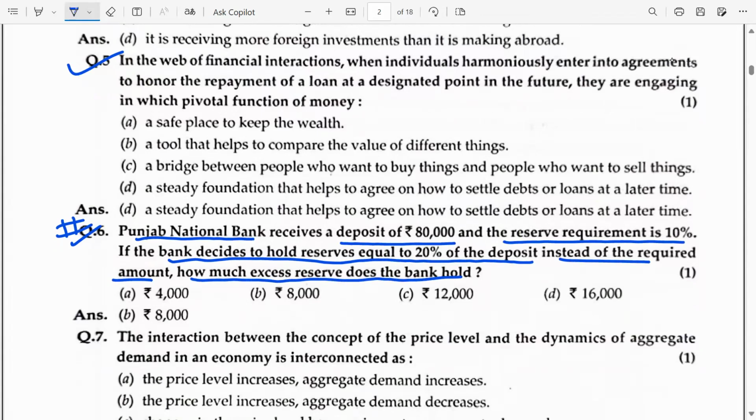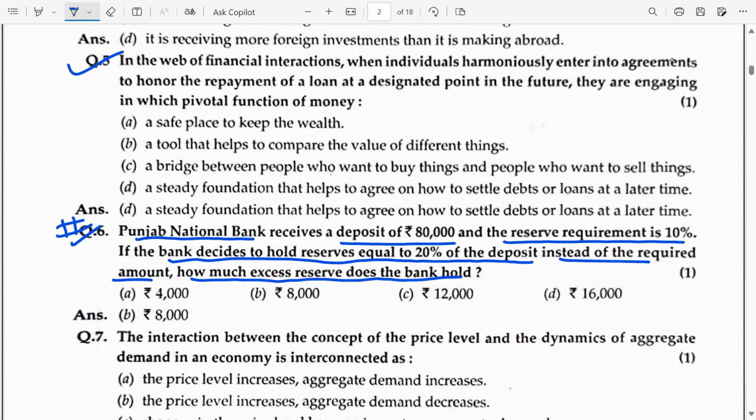Now, first of all, students should be able to recognize that this is a question which comes from the money and banking unit. In the banking chapter, we have learned that commercial banks tend to hold reserves, which are some fraction of the deposits. Required reserves are exactly equal to the cash reserve ratio plus the statutory liquidity ratio, and required reserve ratio is that proportion of the deposits which commercial banks are mandated to keep either with the central bank in the form of cash or with themselves in the form of cash, gold, or government securities.